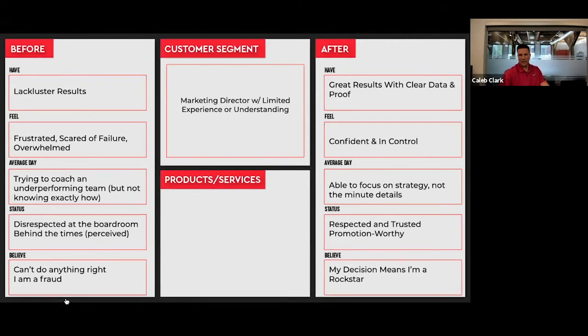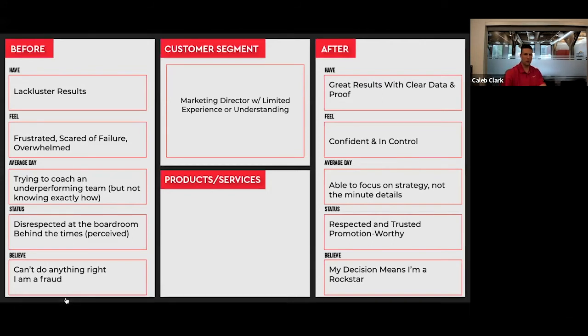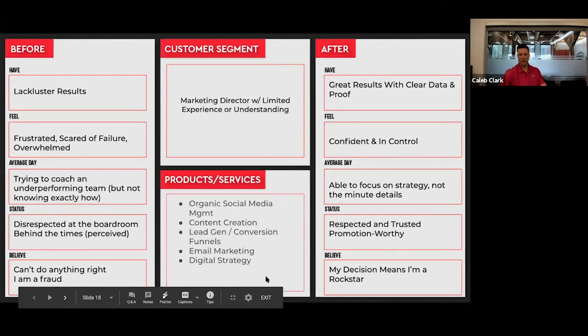And what I believe in the after state from an ideal perspective is that my decision to work with this company or to leverage this tool or to make this hire turned me into a rock star, right? Like it was me that made the decision, and because of it, I'm a rock star. And only then do we insert our products and services, right?